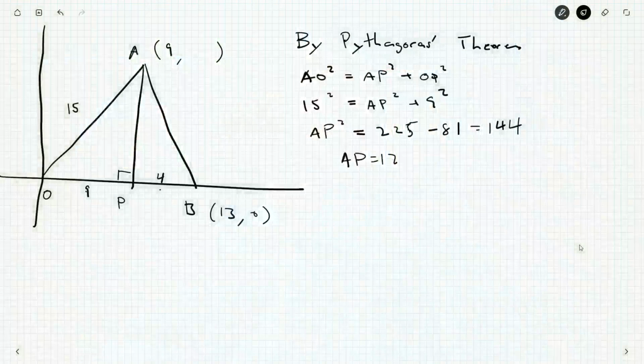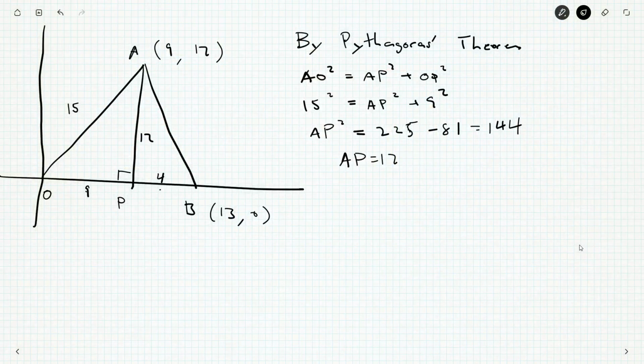Okay? So, we know AP is 12. So that's how high up we are. And so suddenly we know the coordinates of A. And this is enough to determine the line. We'd need to do rise over run to get the slope, and then, just needing 1 point to get the y-intercept would be perfectly fine.